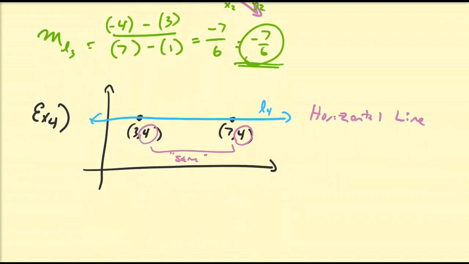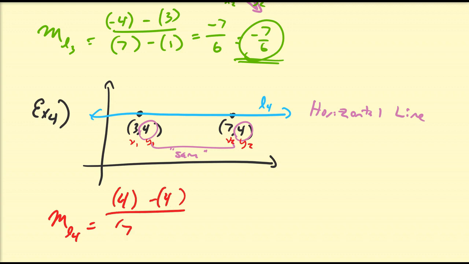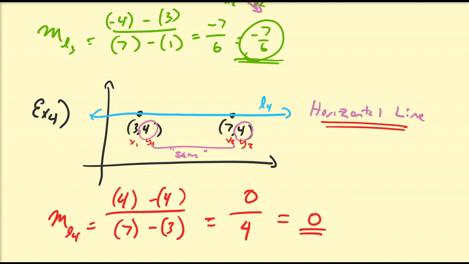So let's calculate the slope. Let's call this x1, y1, and x2, y2. So the slope of line 4 is going to be equal to 4 minus 4 all over 7 minus 3. So 4 minus 4 is going to be 0. 7 minus 3 is going to be 4. And that quotient is going to come out to 0. So we can see, maybe, for a horizontal line, that the slope is going to be equal to 0.